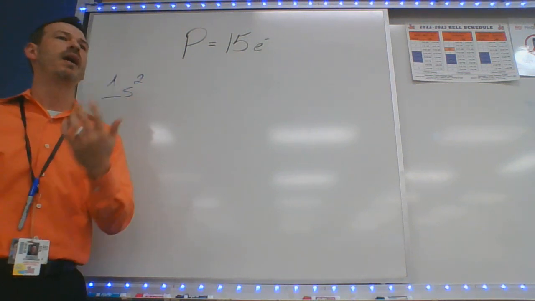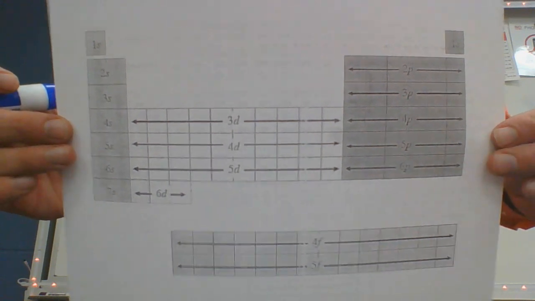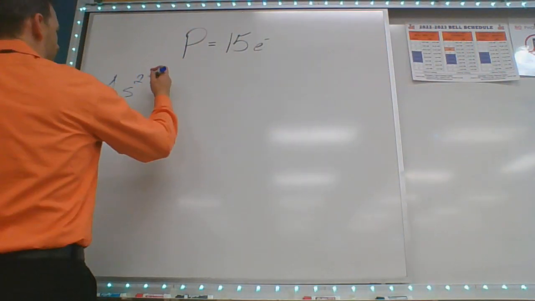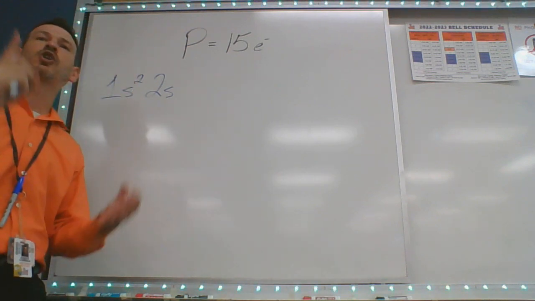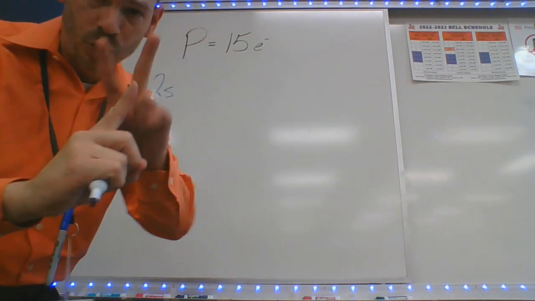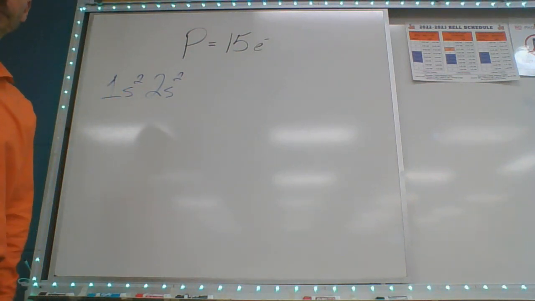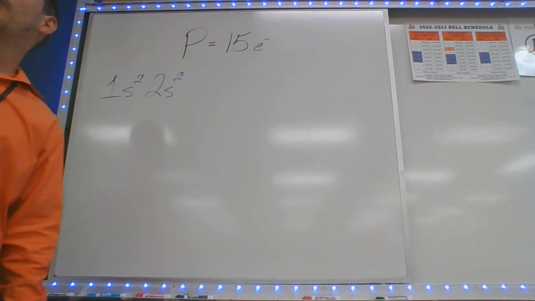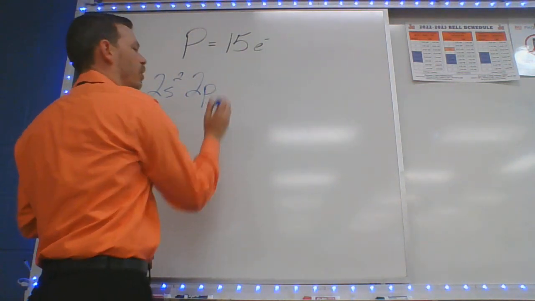What always comes after 1s? You have your famous cheat in front of you, of course. What always comes after 1s? 2s. How many orbitals fit in an s? 1. How many electrons fit in that one orbital? 2. For 2s, 2. What always comes after 2s? 2p.